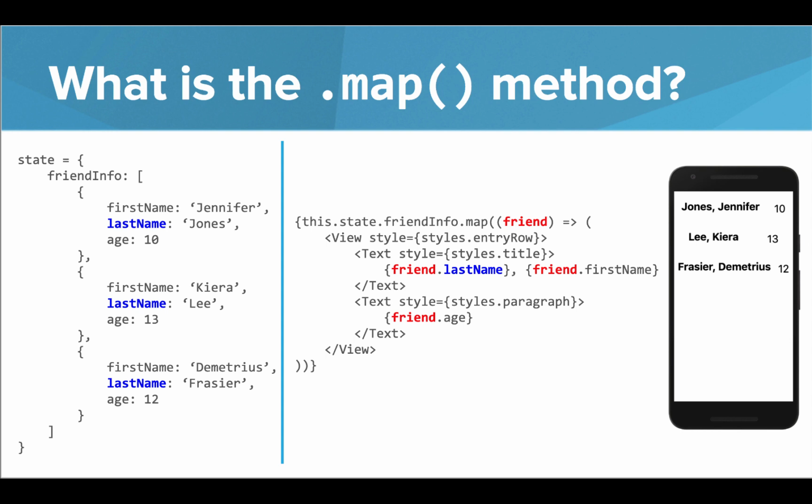Depending on the iteration of the map method, a different value for last name will be accessed, as shown here. On the first run through, Jones is used as last name, on the second, Lee is used, and on the third, Fraser is used. This applies for all object values accessed in the map method. Let's take a look at this method in action in the code editor.